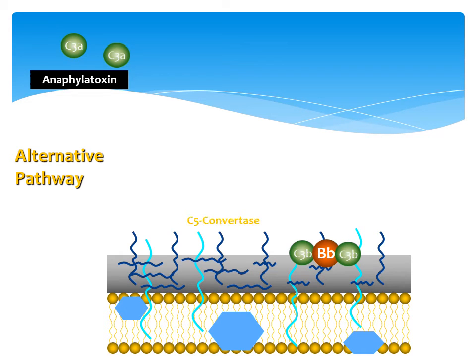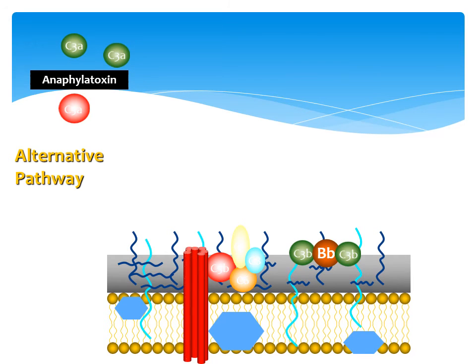Now this will again activate the C5 convertase. The C5 will form the membrane attack complex, and this will cause lysis of the cell.